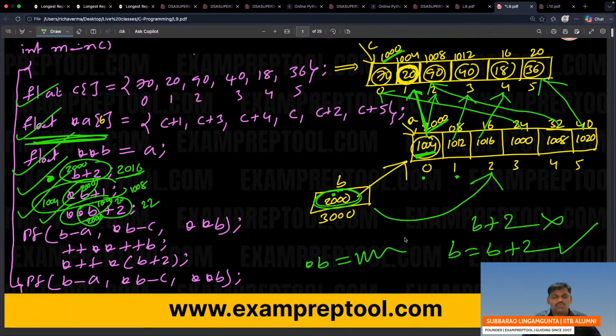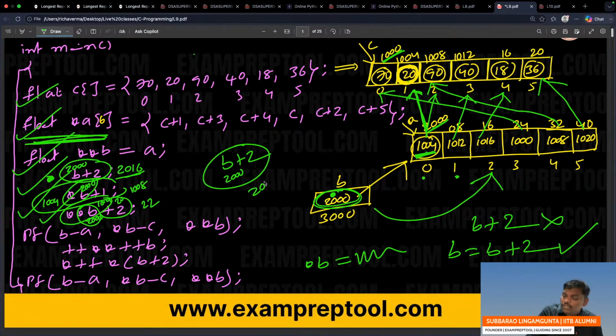Now, one small question. B means what? Are you inside or outside? Make it fast. B plus 2. B means you are inside or outside? Everyone try. Inside. B means inside, so B means 2000. Listen, B means 2000, you are inside. Remember, you are here. Everyone try to understand. You are inside only. B plus 2.